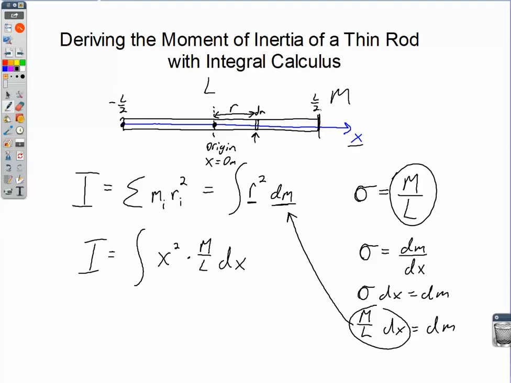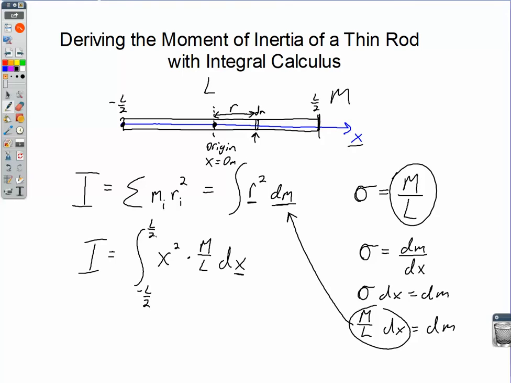from the origin. All right, so remember that your limits always come from starting of that variable to ending of that variable. So where's our starting position? It's going to be negative L over 2, and then where are we going to stop integrating? It's going to be positive L over 2.